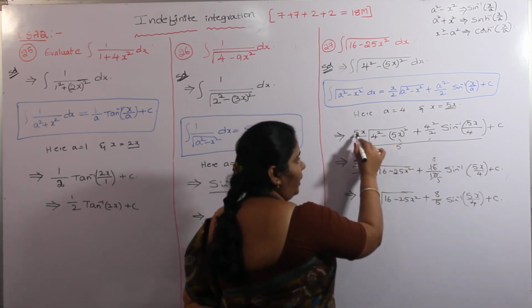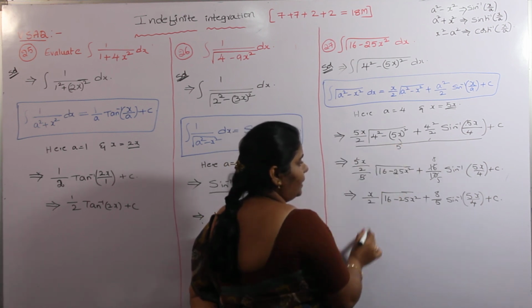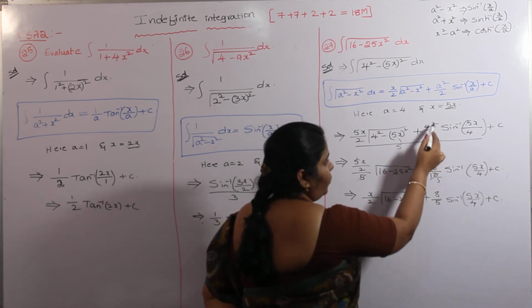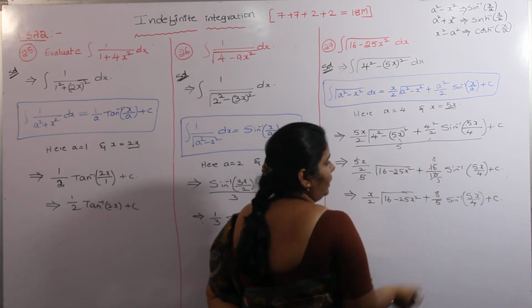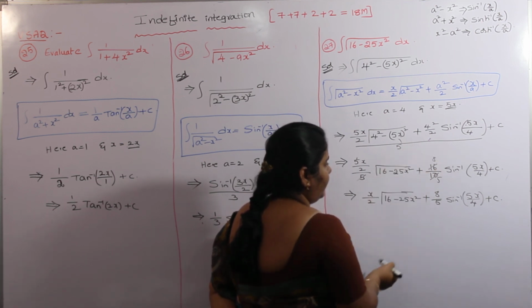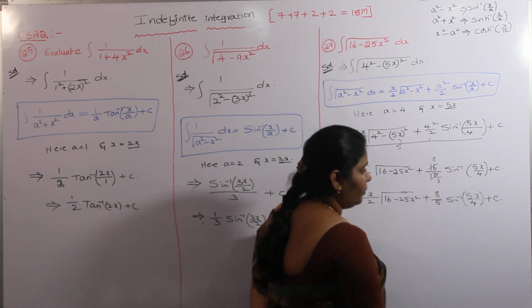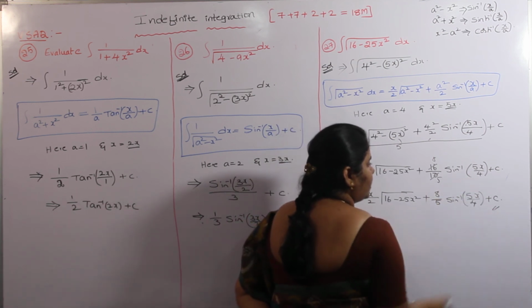After that take the splitting. 5 is cancelled. Remaining is x by 2 root over 16 minus 25x square plus 4 4s are 16 by 5 2s are 10, these two are multiplication, 5 2s are 10, sine inverse 5x by 4 plus c is the answer for this problem.